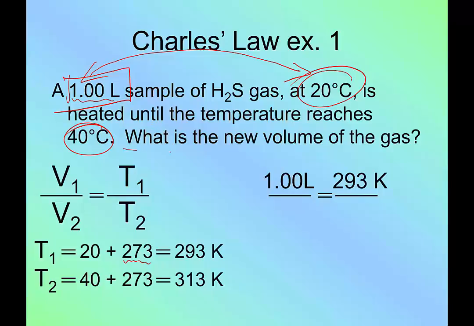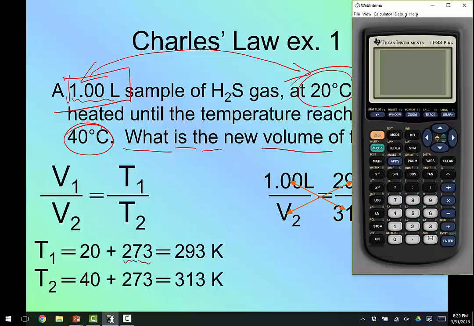How do I know that? It says, what is the volume? So I'm solving for volume. So I plug my T2 in, and I plug in a V2. Now, like a proportion, we're going to cross multiply. So I'm going to multiply the bottom left by the top right, and the top left by the bottom right. Let me get my calculator out. I'm going to take my bottom right and multiply by my top left. So 313 times 1. Obviously, that's 313. And then I'm going to divide by the thing that multiplied by the variable, divided by 293.